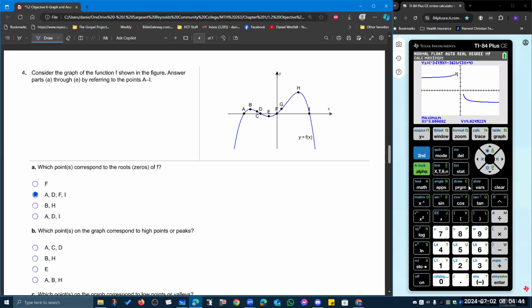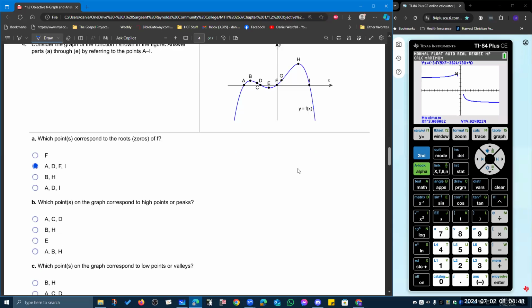Which points correspond to the high points or peaks? So that's B and H. Which points correspond to the low points or valleys? That is E.